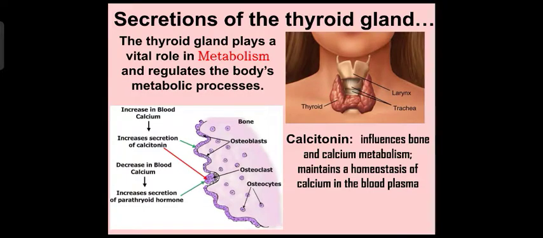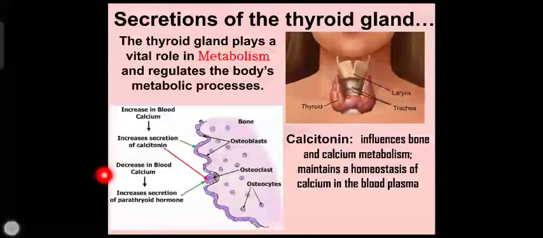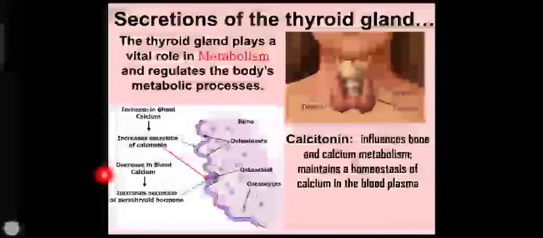Now the next gland is the thyroid gland. The thyroid gland is present in the trachea region and has two lobes that are connected by the isthmus. Here are two lobes, 1, 2, connected by the isthmus. The thyroid gland secretes two hormones, thyroxine and calcitonin.